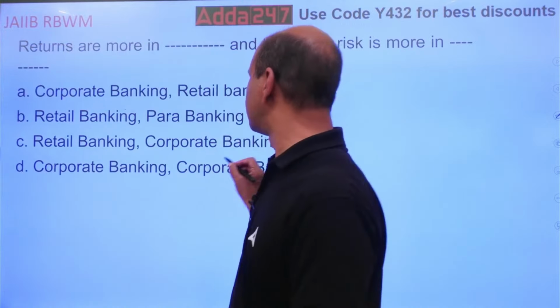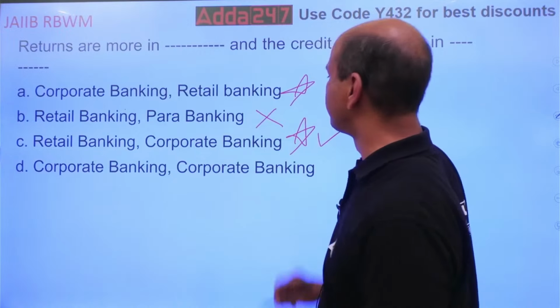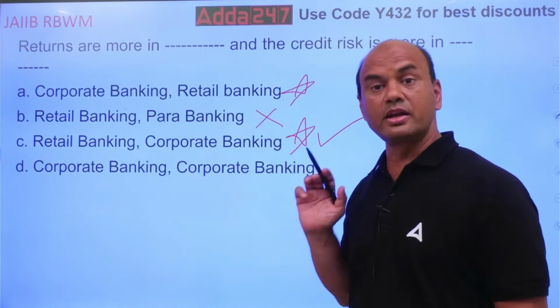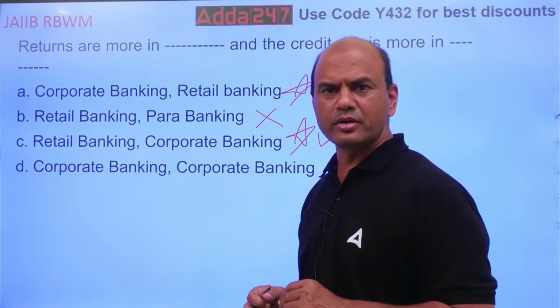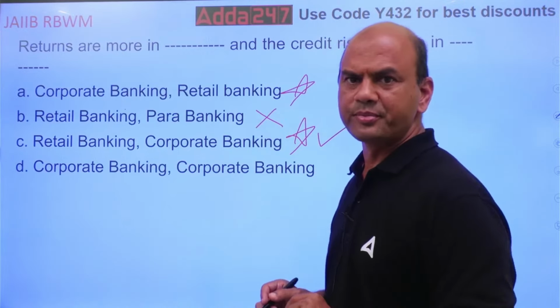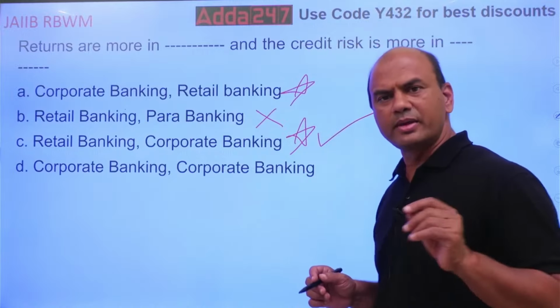So the answer is this. Retail banking. Returns are always more in retail banking. Why? You'll say, sir, what are you saying? How can the returns be more? I'll give you an example. In the retail banking, what happens?